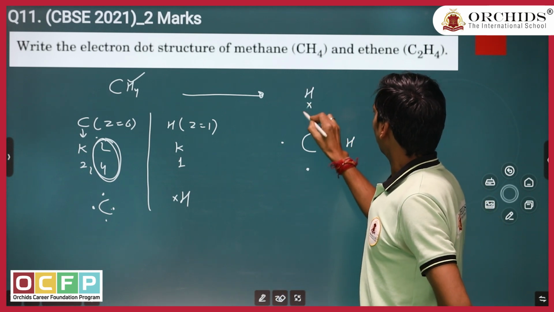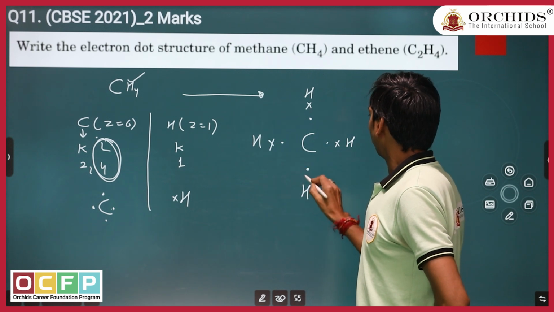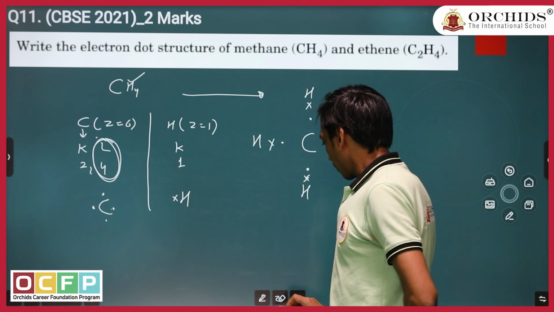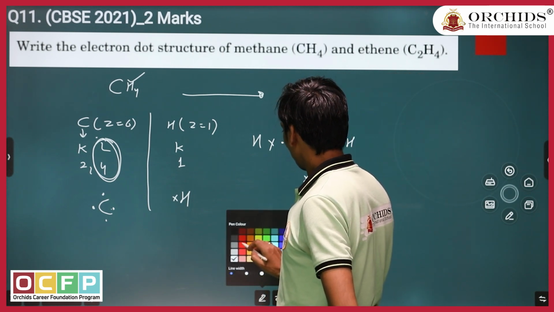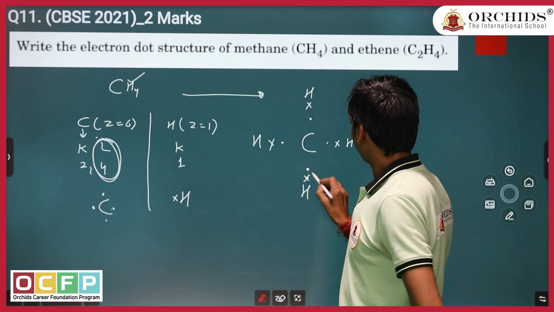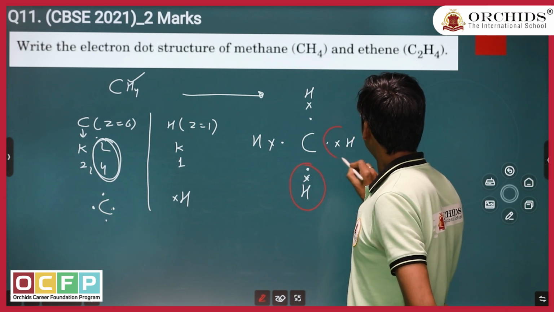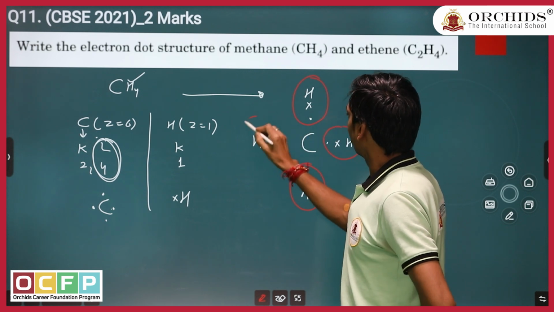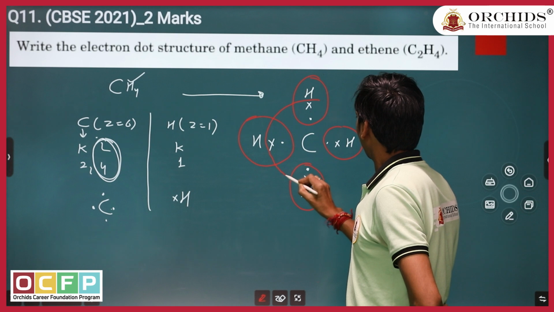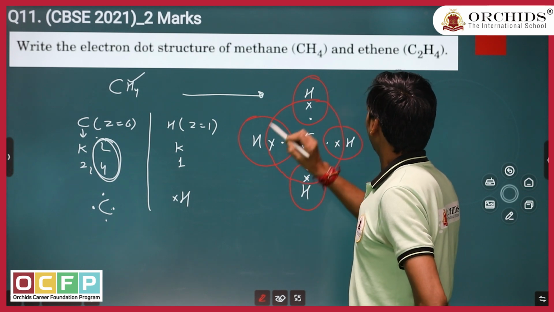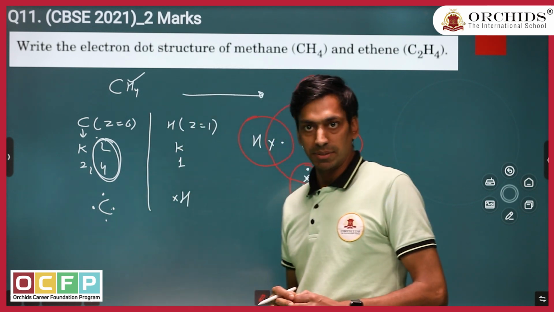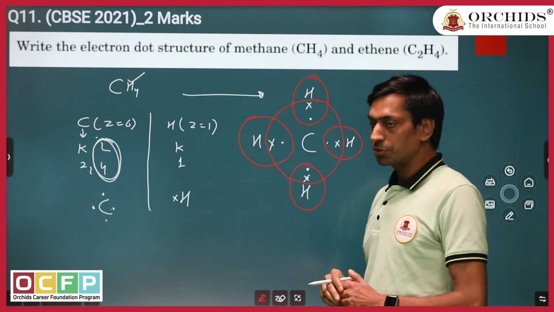Same thing, 1 more hydrogen. And here we need 4 electrons. Carbon needs 4 electrons, therefore it needs 4 hydrogens. So how are they going to form the structure? Hydrogen will share its electron and fulfill its state. In the same way, carbon will also share these electrons. The shared pair of electrons is a part of both the elements, so this shared pair will count for both hydrogen as well as carbon.